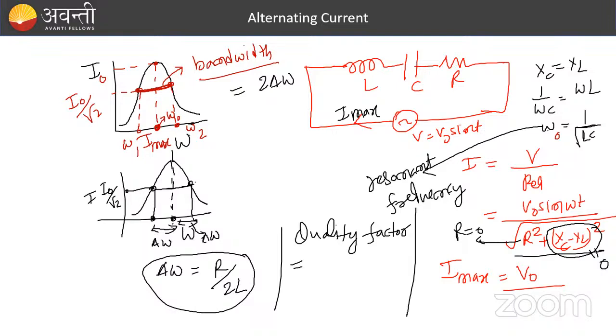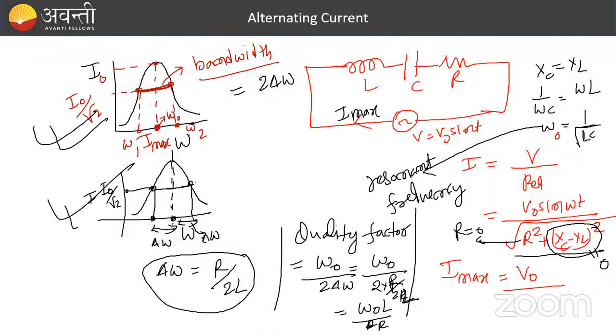So quality factor is what? Resonant frequency by bandwidth. If you write it, omega naught by R by L, so you will get the formula as omega naught L by R. Sorry, I wrote it wrong here. Omega naught L by R, this is your quality factor. So this graph is very important, remember this graph properly.